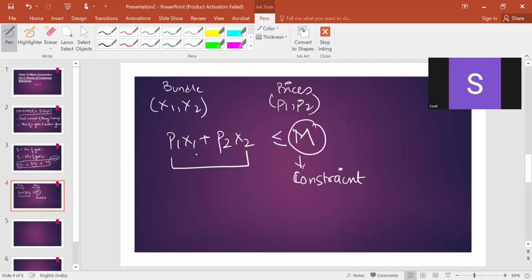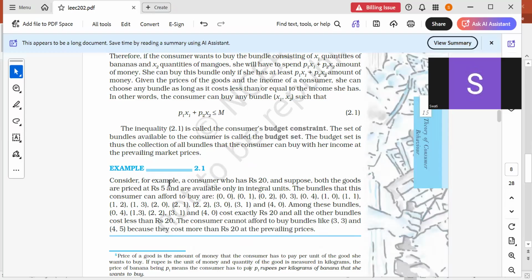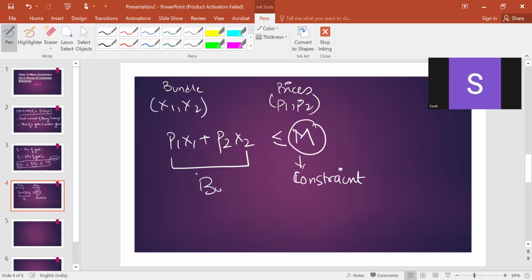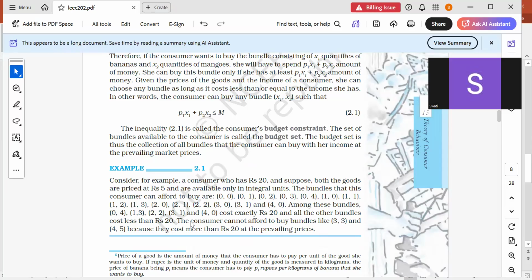He or she can afford all the bundles of goods X1, X2 if they cost less than or equal to M. For example, we have provided an example here. Basically the entire expression becomes the budget constraint. The set of bundles available to the consumer is called the budget set. The inequality is the budget constraint, and the collection of bundles available to the consumer is called the budget set.